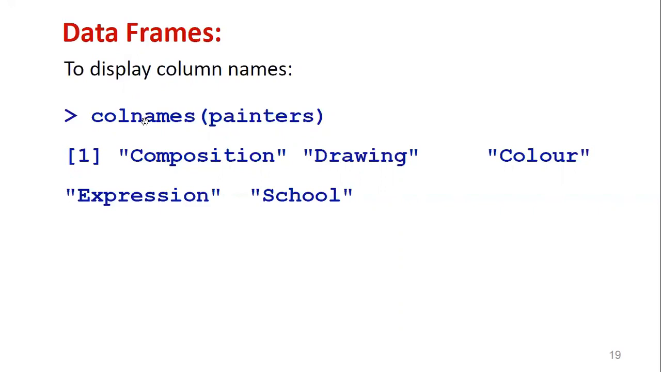Similarly, column names also we will display. For that, we will use the command colnames within parentheses, the dataset name. Column names means the variables or attributes or column headings. Here, how many variables do we have? 4 numeric variables and 1 factor variable, total 5 variables. So it displays the 5 variables here.